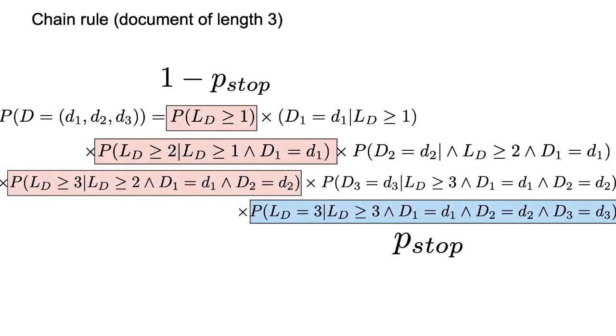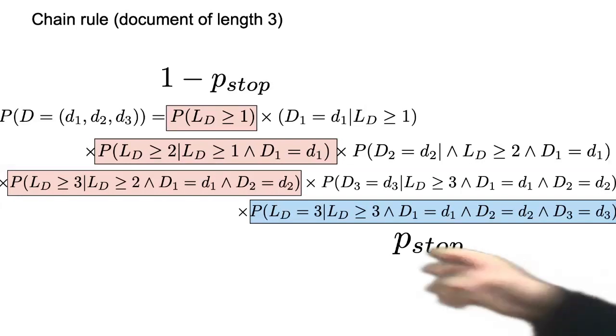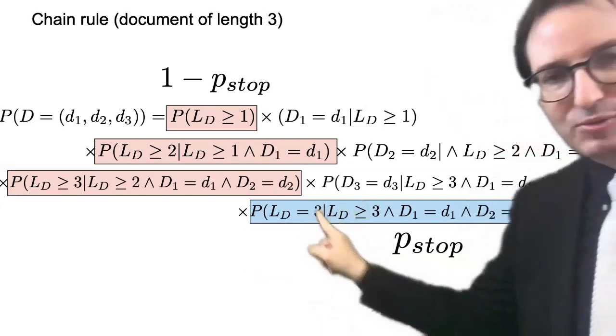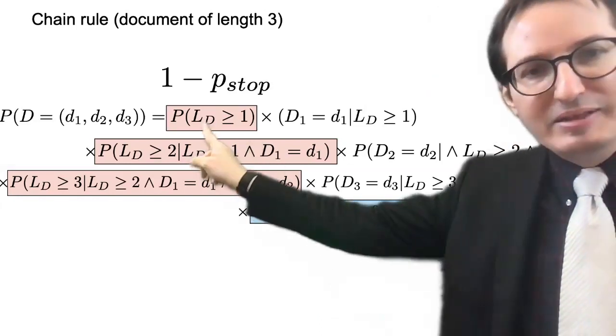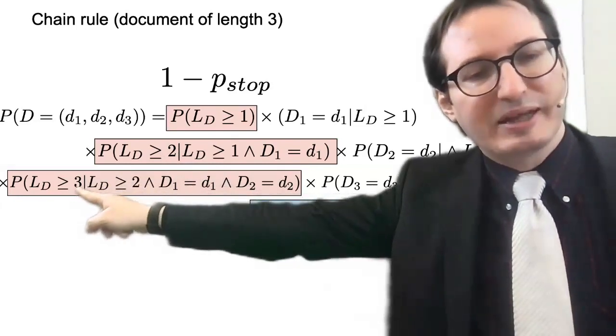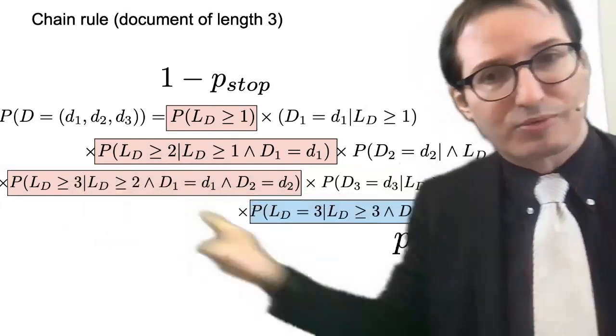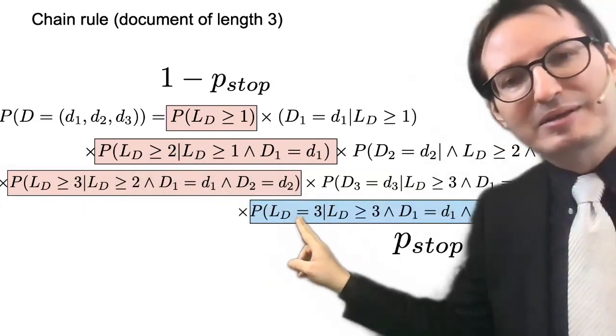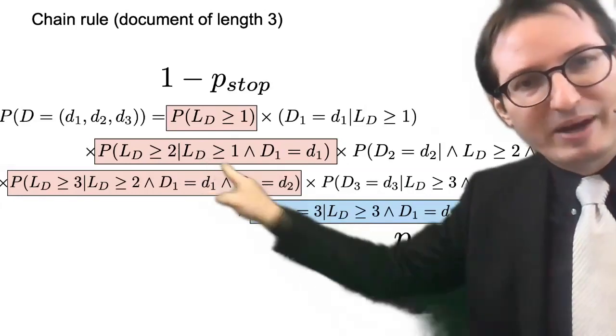Now, we are going to give names to these. For example, the probability that it stops is basically the probability that the length is equal to something, given that it's at least that. That's the probability of stopping. And this is 1 minus, right? This is the probability that it does not stop. The opposite of that would be the length is at least 4, right? So this is 1 minus.